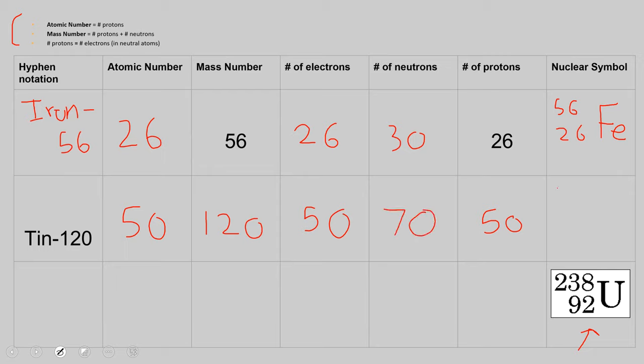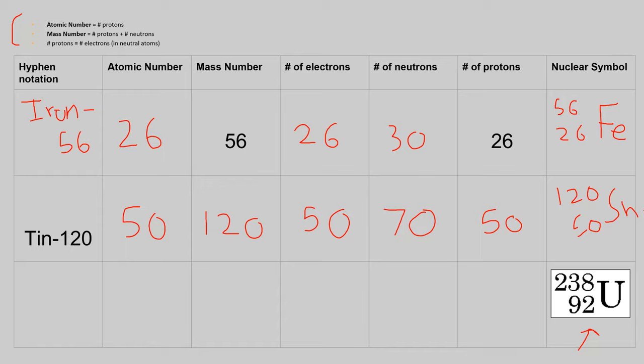And then let's write our nuclear symbol. Our mass number goes on top, 120. Atomic number on the bottom, 50. And then tin, Sn. All right. One more. Let's get through this.